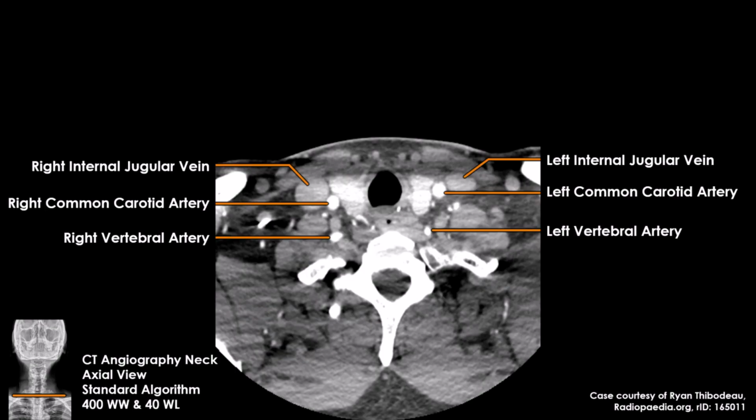Take note of some of the surrounding anatomy. We can still see that air-filled trachea bounded on the right and left by the lobes of the thyroid. The thyroid appears bright because it rapidly absorbs iodinated contrast.